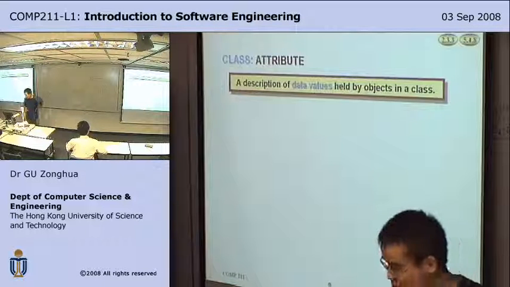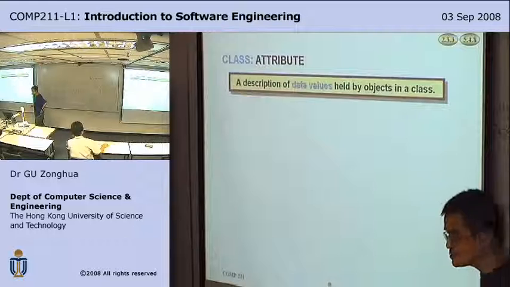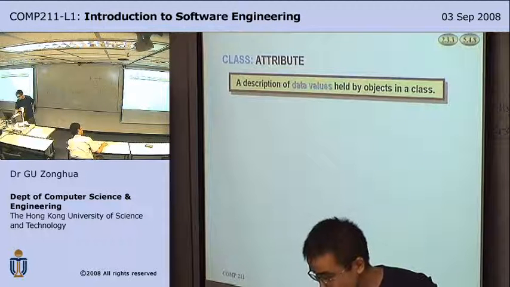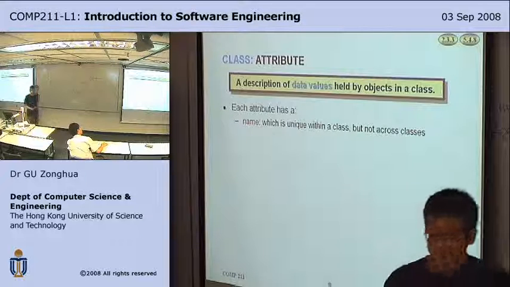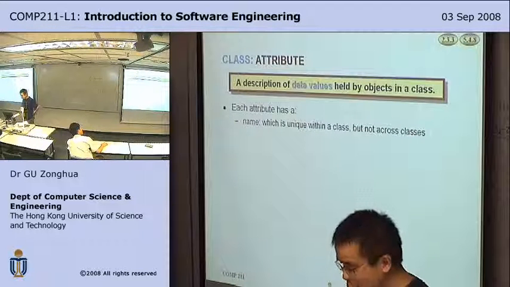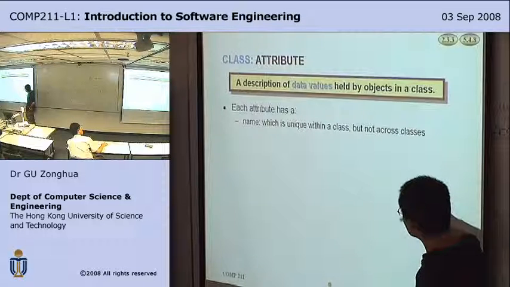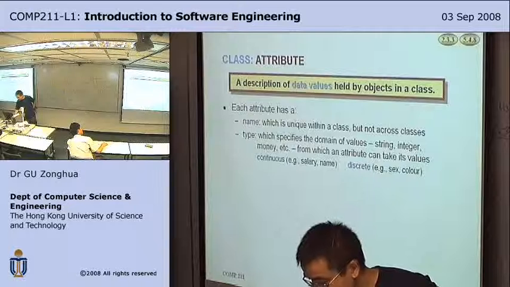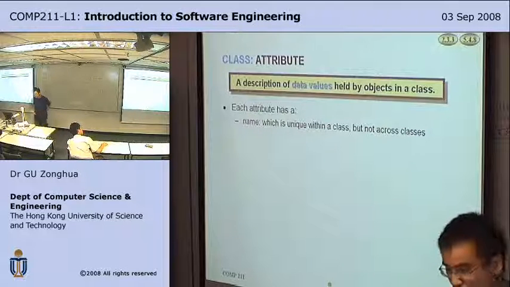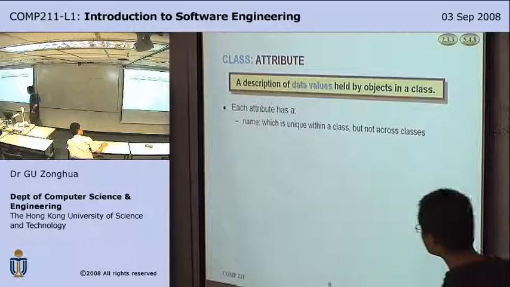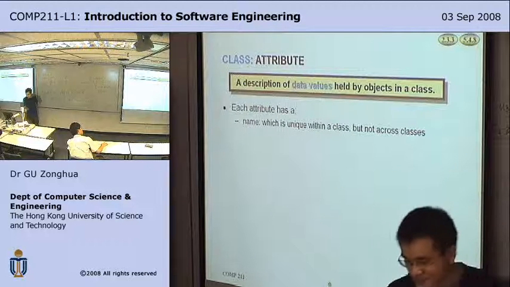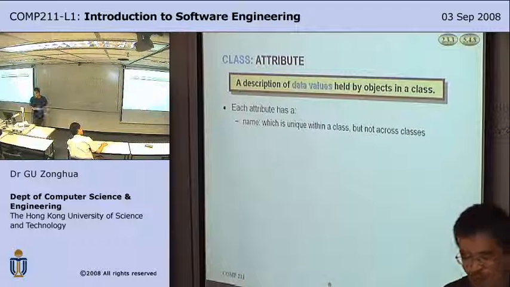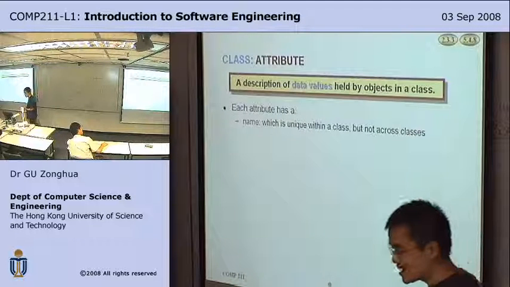So attributes are descriptions of data values held by objects in a class. Each attribute has a name which is unique within the class but not across classes. So, for example, a person may have 3 attributes: age, weight, and name, right? And a car may have many attributes: a color, weight, cost, make, model, etc.